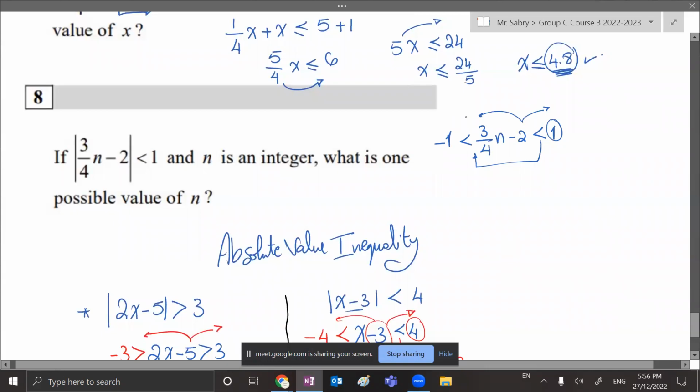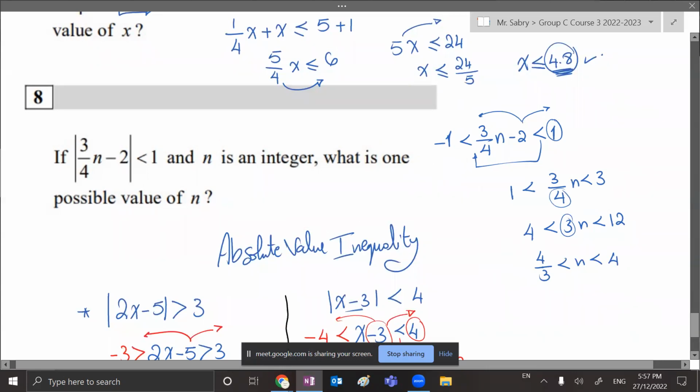So I'll have negative 1 plus 2, which is just 1. And then 1 plus 2 would become 3. The 4 would go to both sides by multiplication, so it becomes 4 less than 3n and less than 12. Then the 3 goes to both sides by division, so it becomes 4 over 3 less than n, and 12 divided by 3 will become 4, so less than 4.